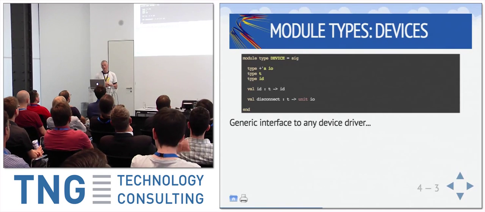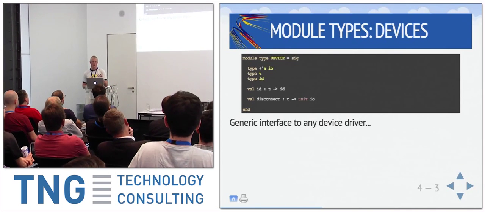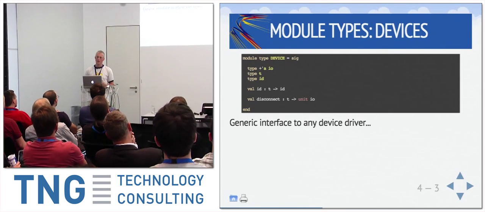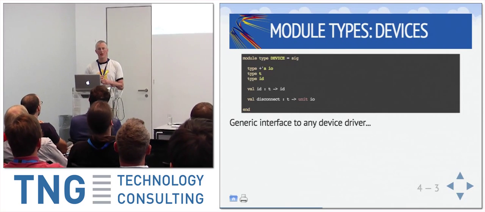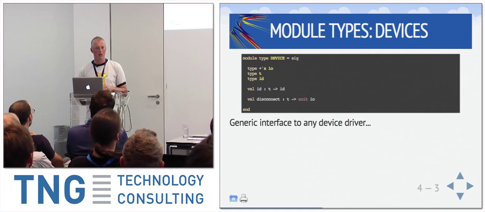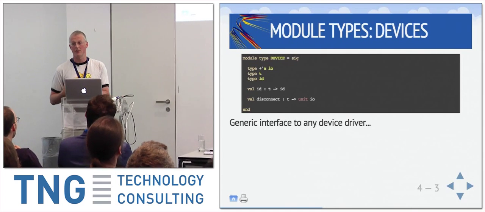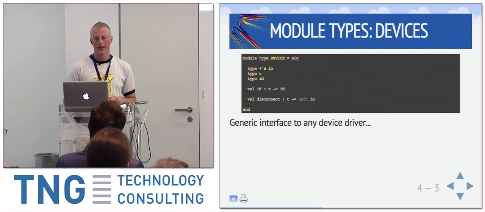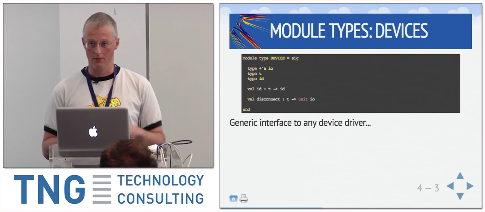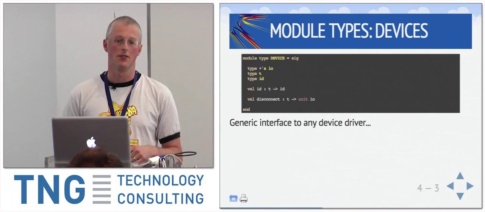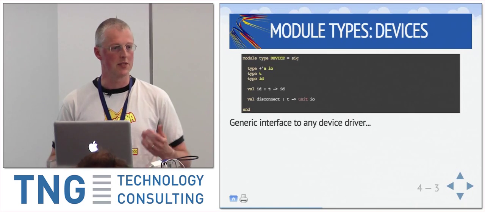So for example, the device type in Mirage, it's a module type called device. Its signature is it expects to have some parameterized I/O thing available to it. It expects to have a type representing a device available to it, t, and it expects to have a type representing an ID for a device. And then there's two functions in that interface. One returns the ID given a device, and the other disconnects the device and returns some kind of empty I/O.